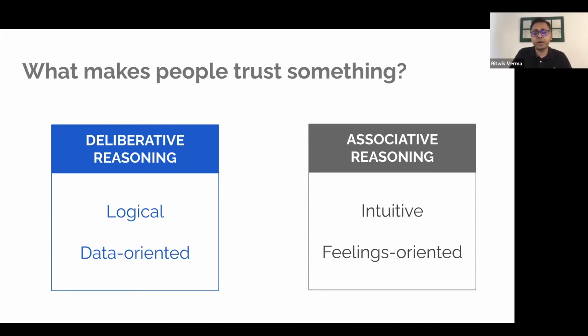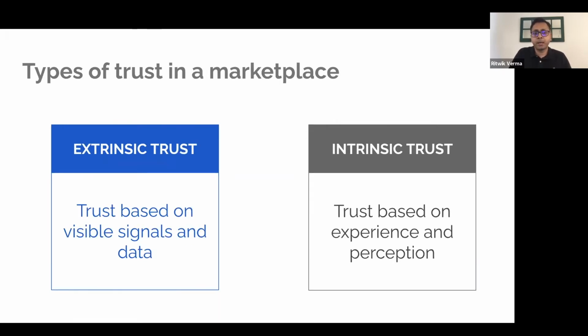And if you extrapolate these two types of reasoning to trust in a marketplace, we would get extrinsic trust, which is trust based on visible signals and data that buyers see on a website, and intrinsic trust, which is based on feeling and intuition about a website or the experience that I've had on that website.